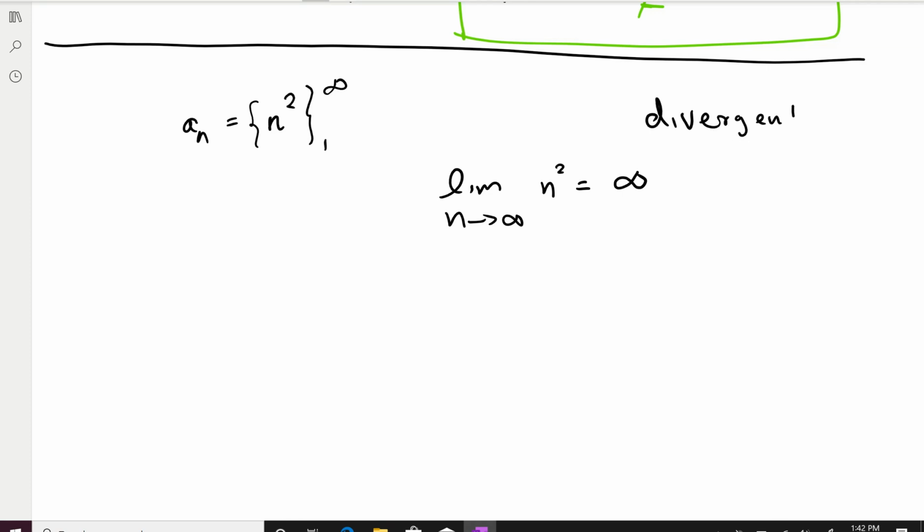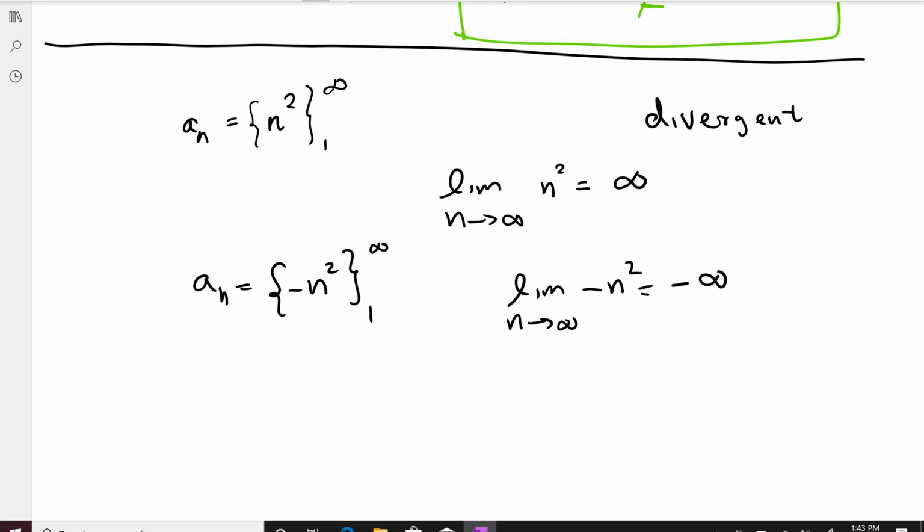Before we summarize, let's take another example. How about negative n squared? If you take the limit when n goes to infinity of negative n squared, it goes to negative infinity, right? The limit is negative infinity. Again, this is another example of a divergent sequence, because negative infinity is not a real number.